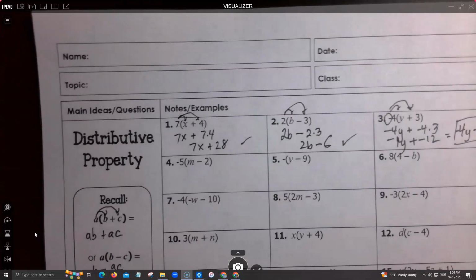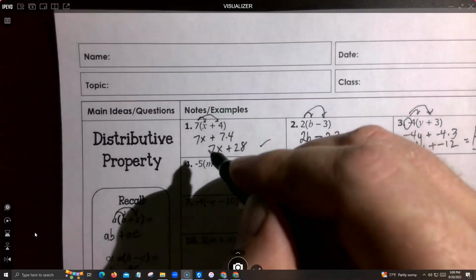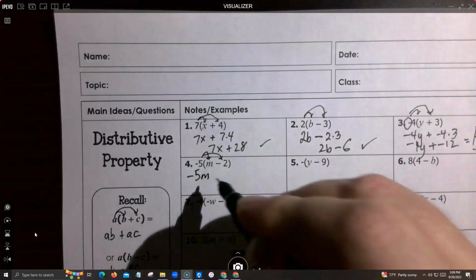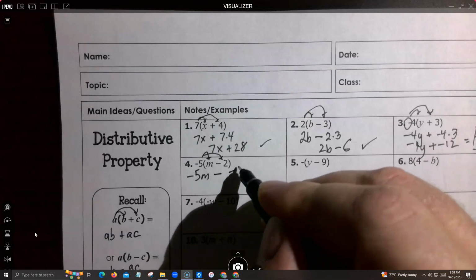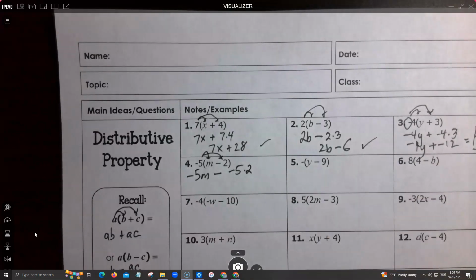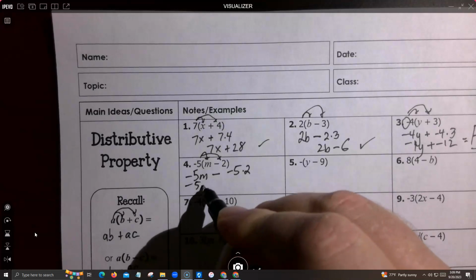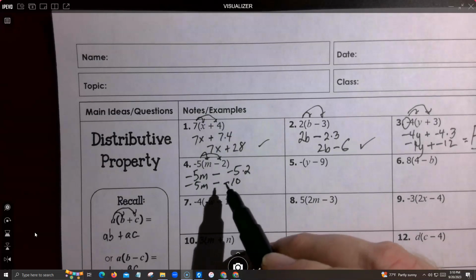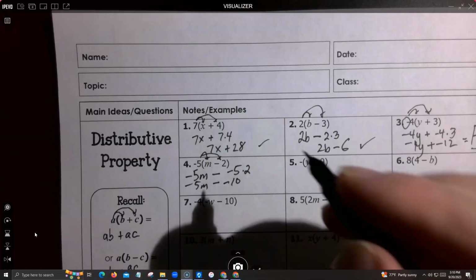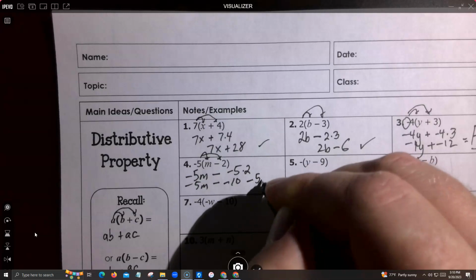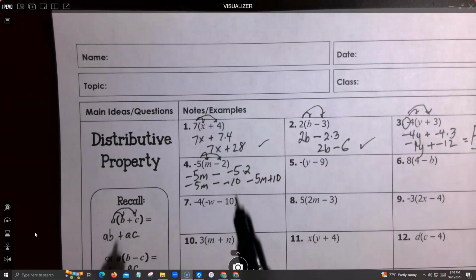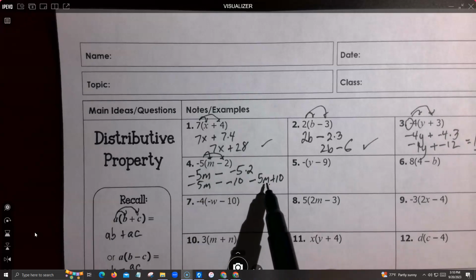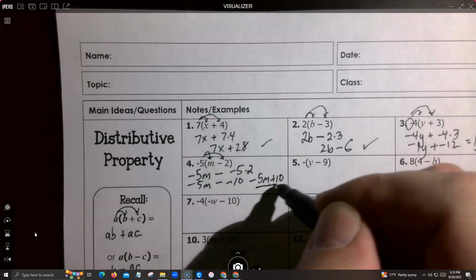Okay, so let's do number 4. Negative 5 times each one of these. So negative 5 times m minus negative 5 times 2. So we get negative 5m minus a negative 10. Now, when we see two minuses together, it makes it into a positive. So like I said before, see how this was a positive and this was a negative. Now it's a negative and this is a positive, so they change sign.